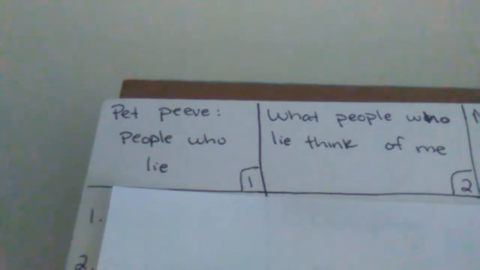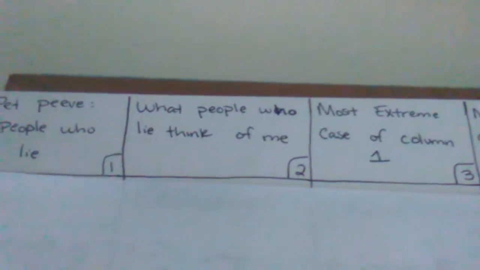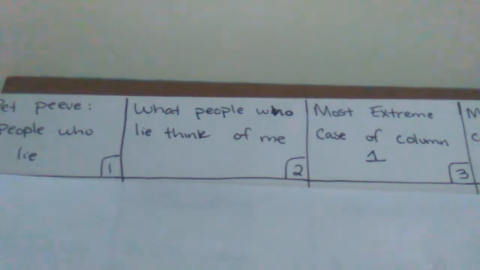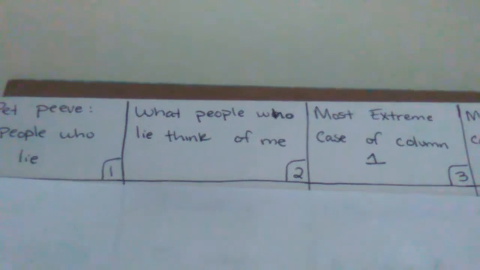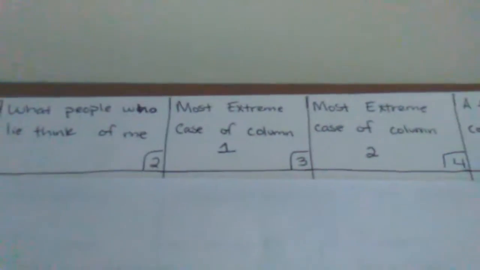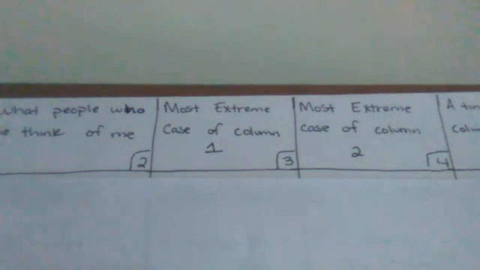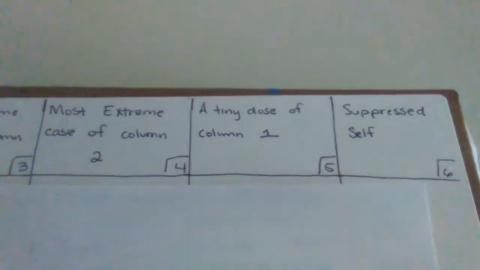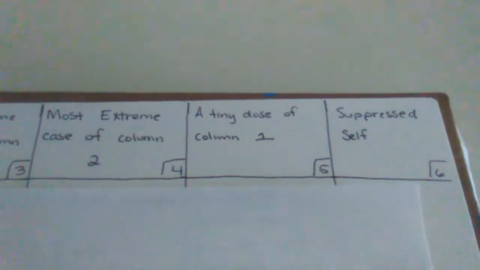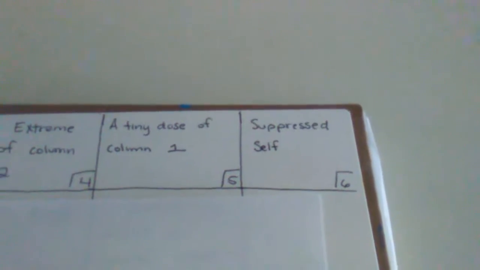So the first column is the pet peeve or the prejudice that you might have on someone, and I chose people who lie. The second column is what people who lie think of you, so the person who has the prejudice, how you think they think of you. The third column is the most extreme case of column 1. The fourth one is the most extreme case of column 2. The fifth one is a tiny dose of column 1. And the sixth one is suppressed self. And I'll explain more as we go along.